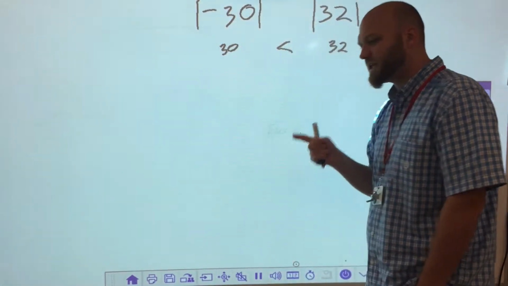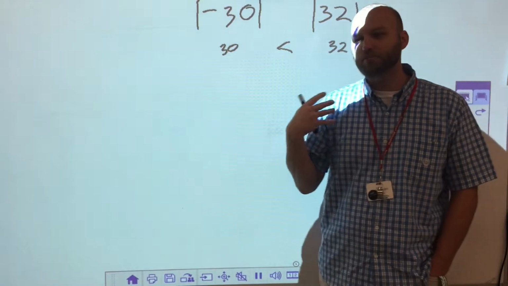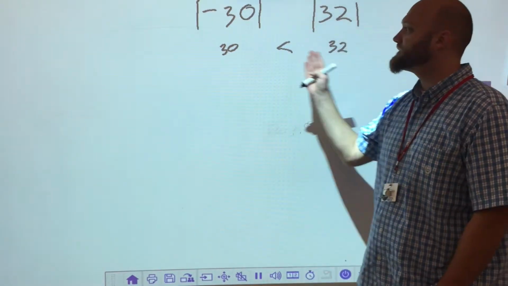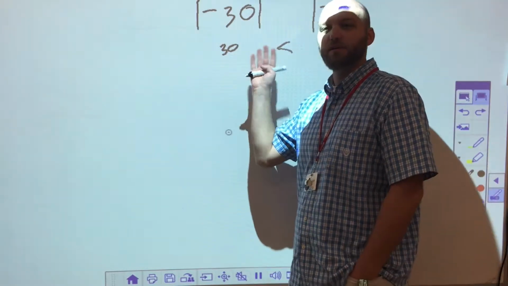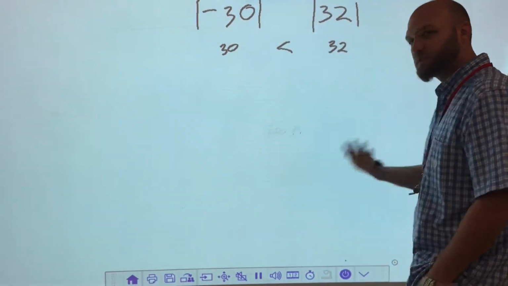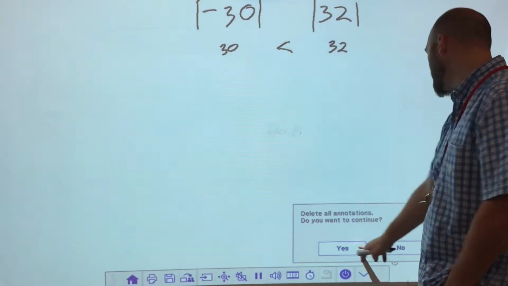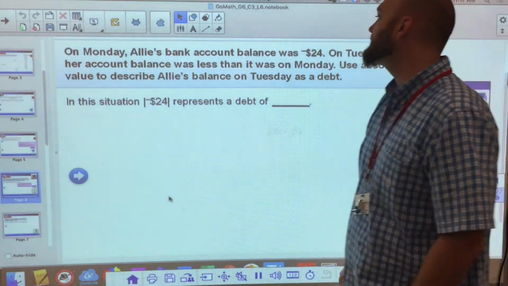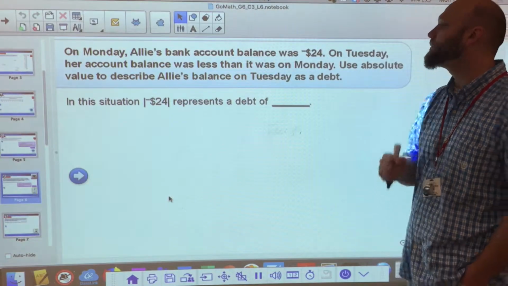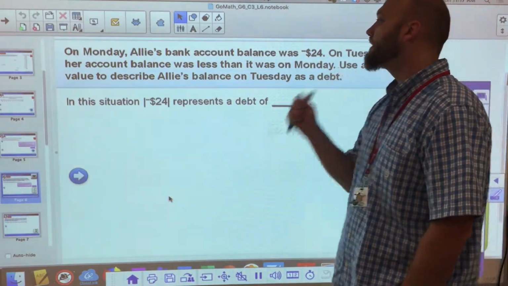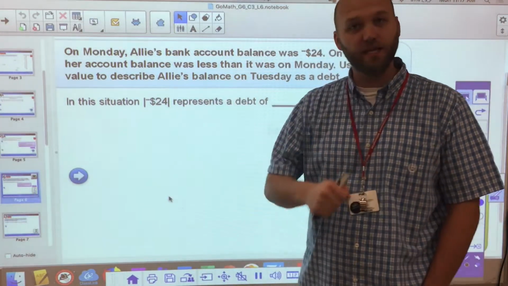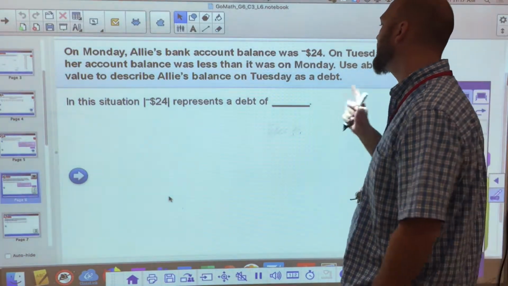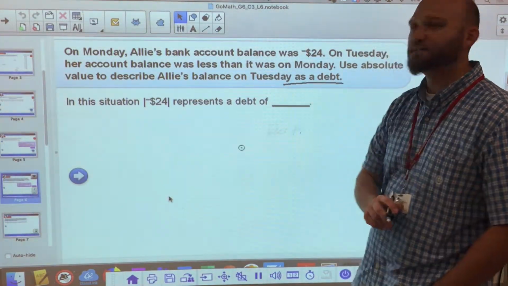Where this comes as an inequality is I can express any number of things and just realize that when I'm looking at absolute value, I have to express them as a positive. So, let's take for example, on Monday, Allie's bank account balance was negative $24. On Tuesday, her account balance was less than it was on Monday. Use absolute value to describe Allie's bank account on Tuesday as a debt.